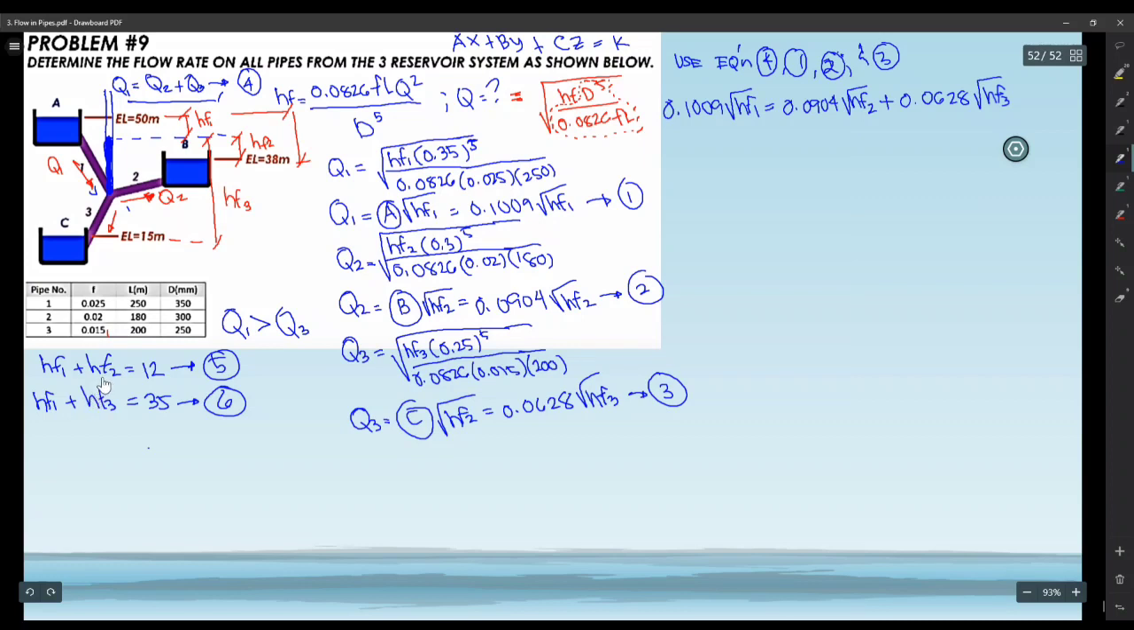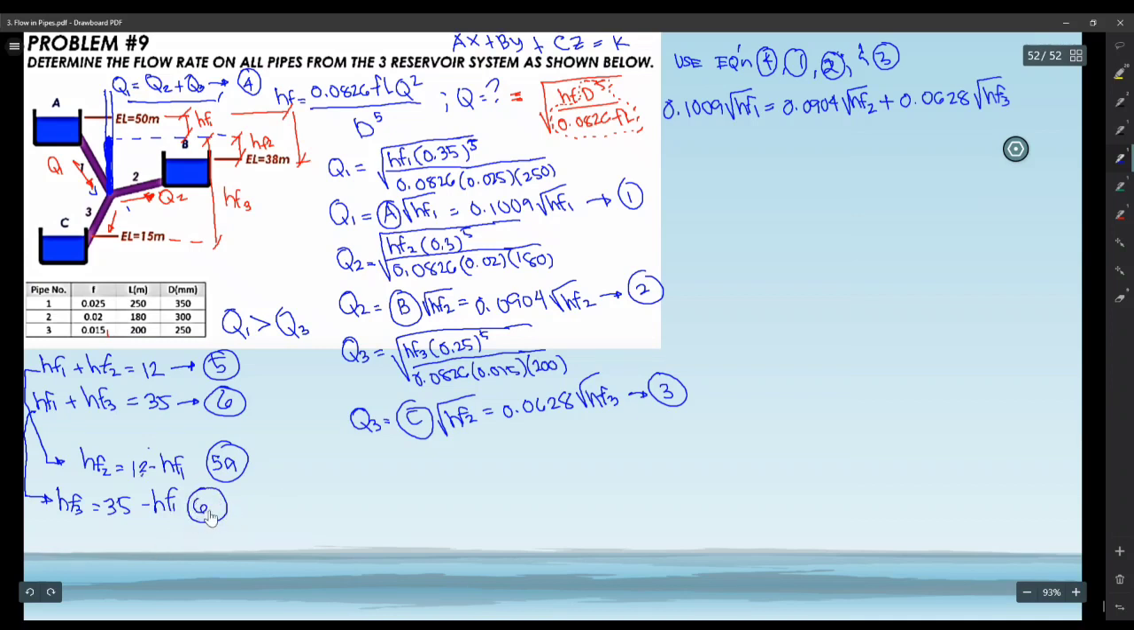So kung HF2 magiging HF. Ayan, sige. Ang gawin natin, itong equation number 5, gawin natin in terms of HF1. So ang mangyayari diyan, HF2 is equals to 12 minus HF1. And then ito, i-substitute natin siya dito. Okay? So ganun lang din yung gagawin natin dito sa equation number 6. So pangalanan natin ito as 5A. So yung HF3 mo, gagawin natin in terms of HF1, or that will be 35 minus HF1.